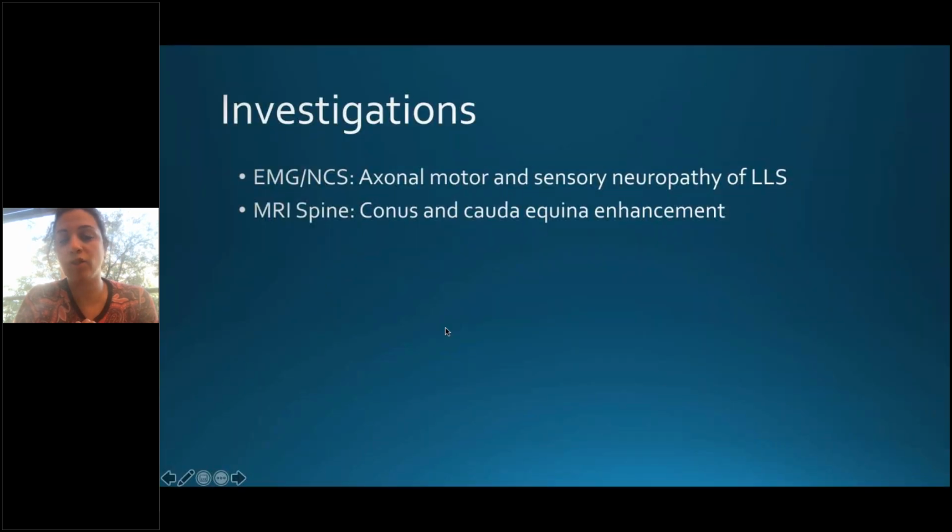So they did that testing, and she did have some affection of her pain and light touch on some dermatomal testing. Investigations, we did an EMG and nerve conduction studies. She had affection of her axonal motor and sensory neuropathy. And when we did an MRI, her MRI brain was normal, and her MRI spine showed a conus and cauda equina enhancement. I'm sure you all know by now what I'm talking about.